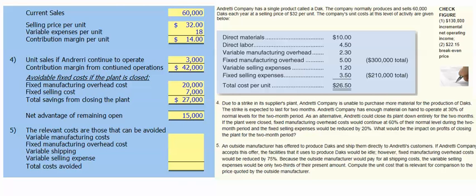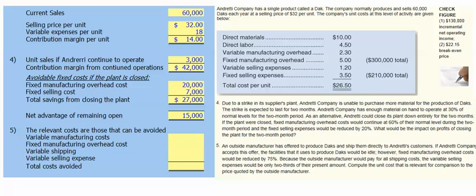In question number 5, we're told an outside manufacturer has offered to produce DACs and ship them directly to our customers. If the Andretti company accepts this offer, the facilities that it uses to produce DACs would be idle. However, the fixed manufacturing overhead cost would be reduced by 75%. Because the outside manufacturer would pay for shipping costs, the variable expenses would only be 2/3 of their present amount. Compute the unit cost that is relevant for comparison to the price quoted by the outside manufacturer.